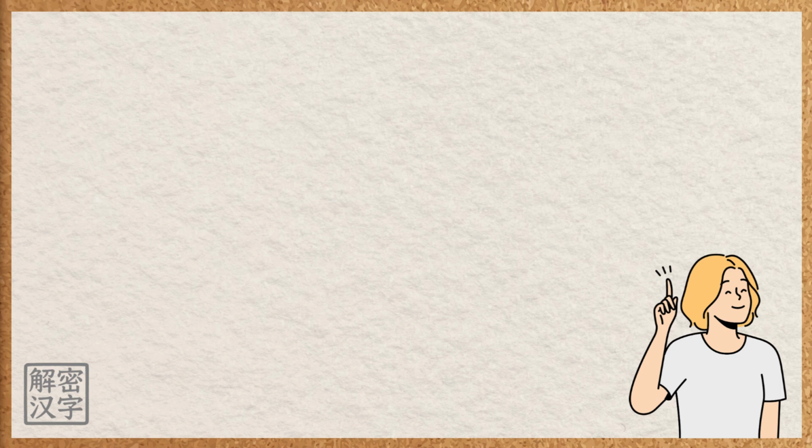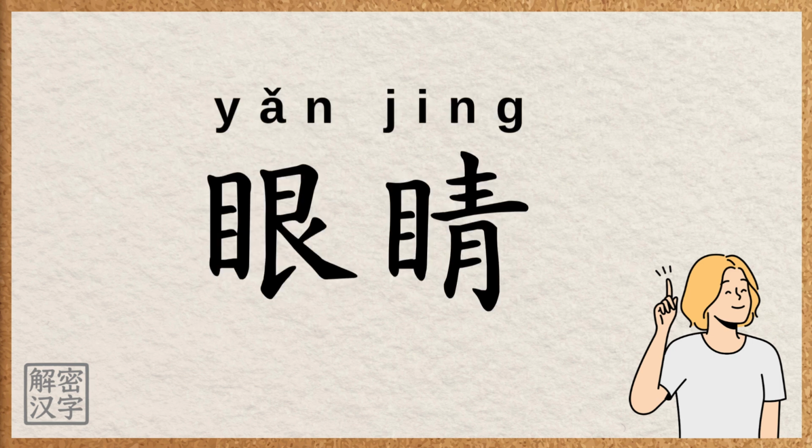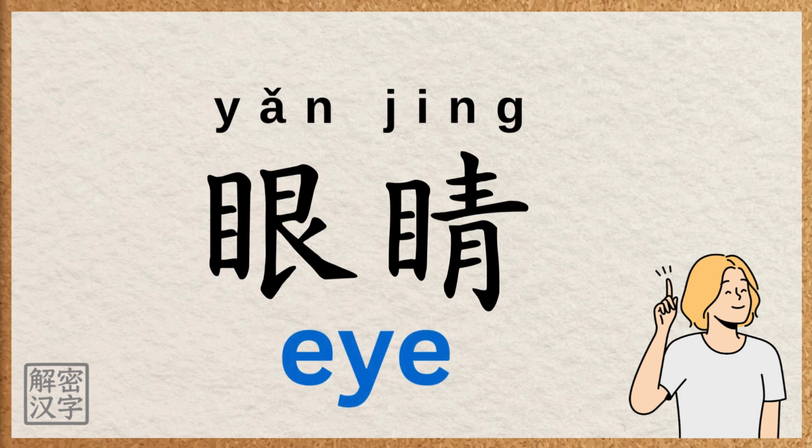Instead, the word we use is 眼睛. And if you look closely, you'll notice that both characters in 眼睛 contain the mu radical. So in a way, the idea of eye is still there, just hidden inside the structure of the word.